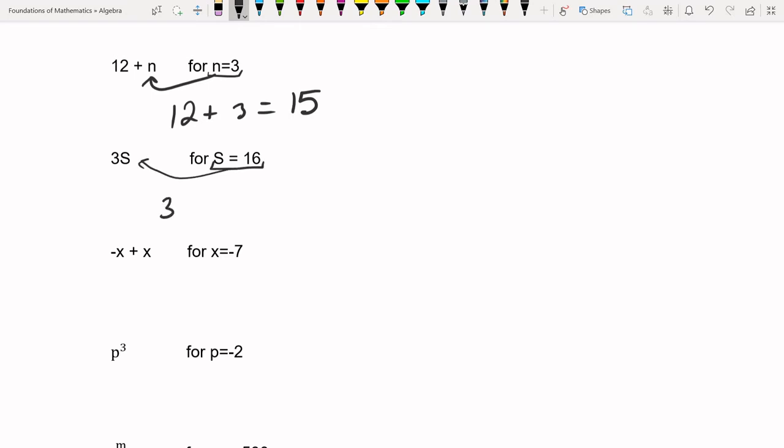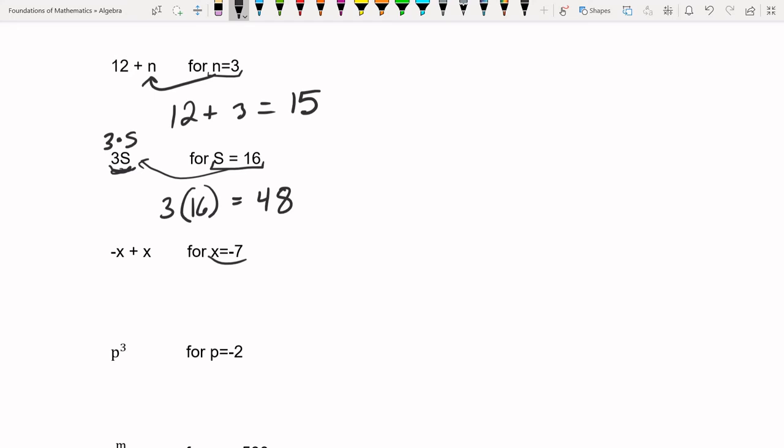We have 3 times 16. If they're right next to each other, like in this case, this is the same thing as saying 3 times s. It's just a faster way of writing it out mathematically speaking. We assume that numbers and variables right next to each other without anything written between them are multiplying. And it makes it so much faster to write the mathematics rather than having to write down the multiplication symbol every single time. 3 times 16 is 48.